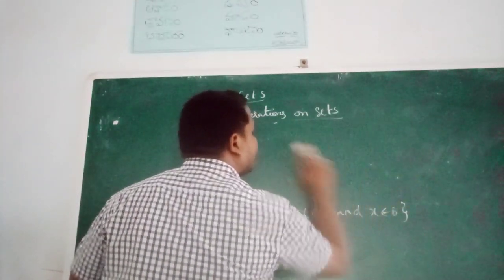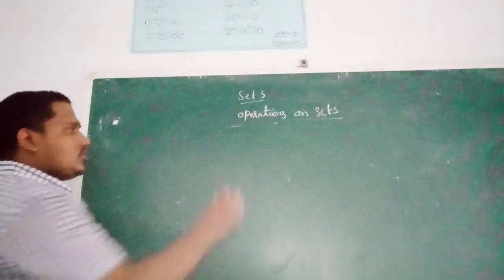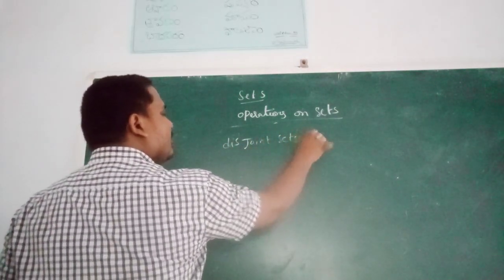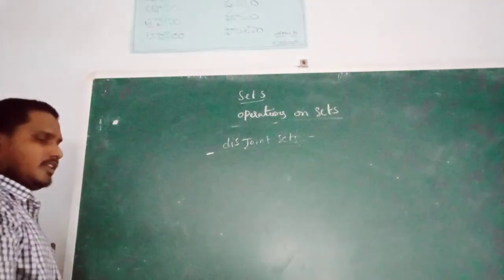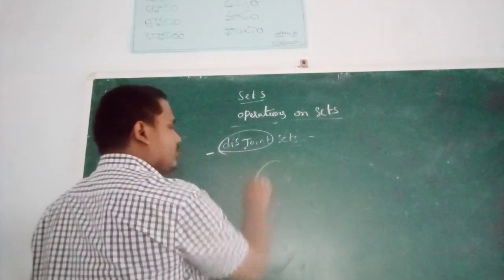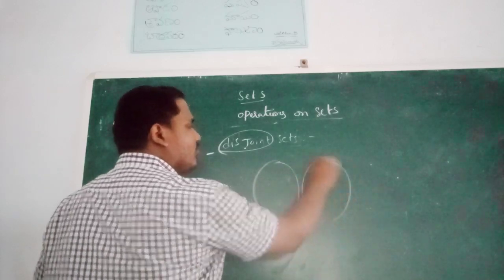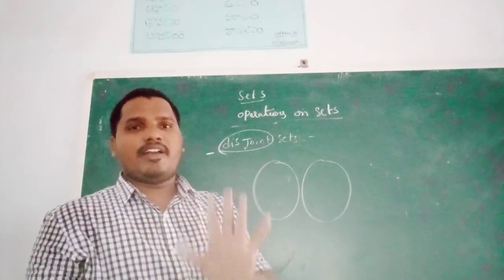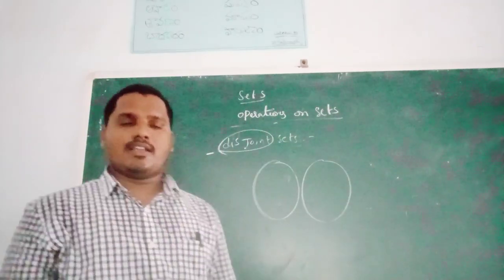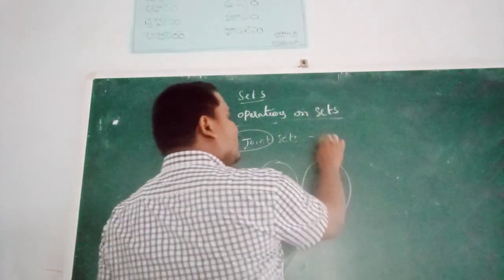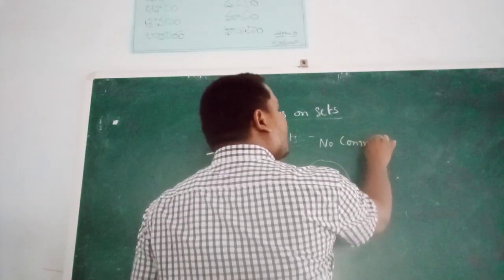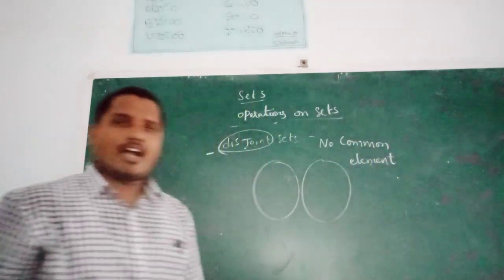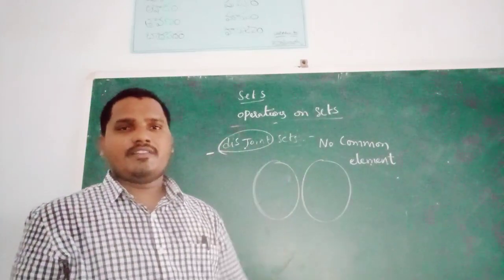Next, disjoint sets. Disjoint, the meaning is in the name only. Disjoint means they are not joined together. That means no common elements are present in the two given sets.